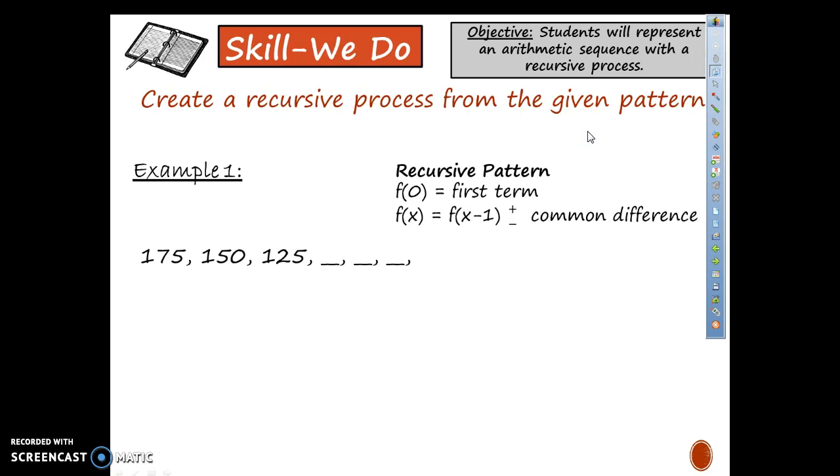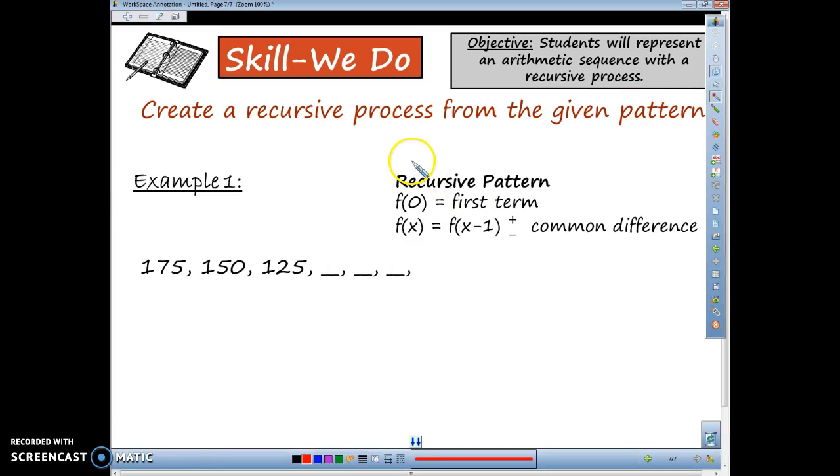For our first example here, we have 175, 150, 125. Please write these down in your notes. These are left blank. And we want to create a recursive process from the given pattern. So what we need to do is find f of 0. And I really don't like this first term. Please cross that out. We're going to write initial value. Sorry about that. Initial value. Because here, 175, that's our first term.